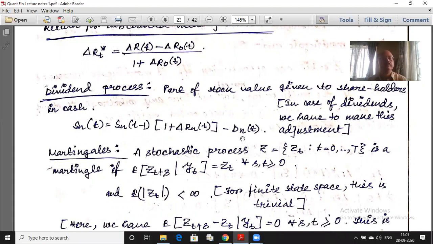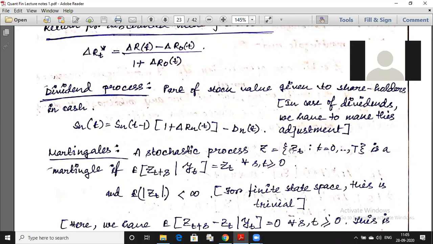All right. Is this dividend process clear? Yes, sir. Yes, sir. Thank you.